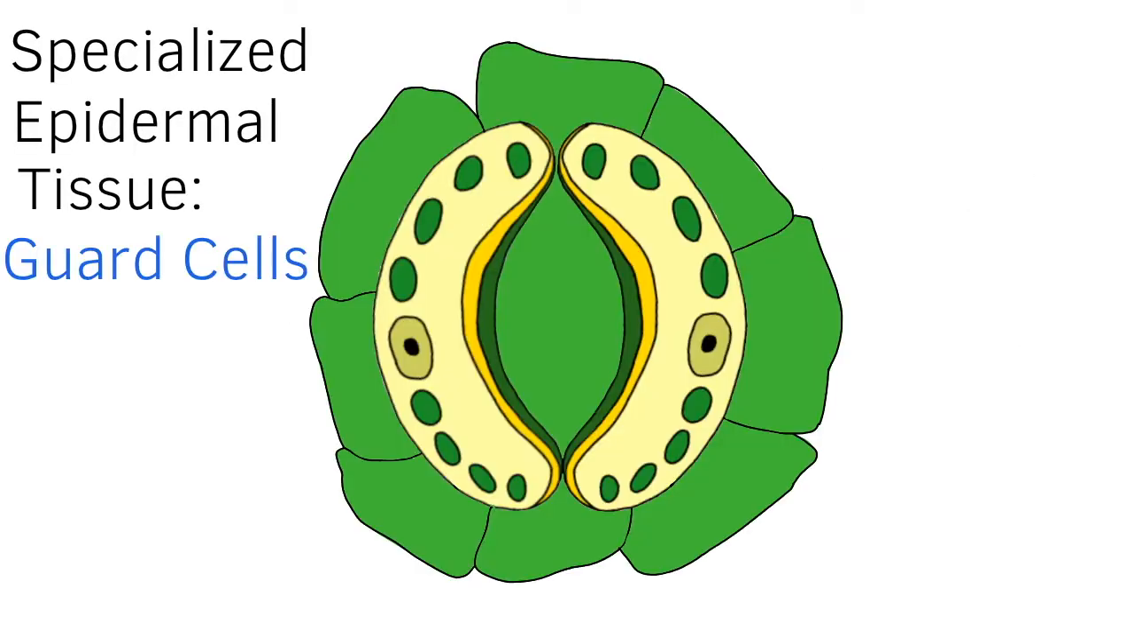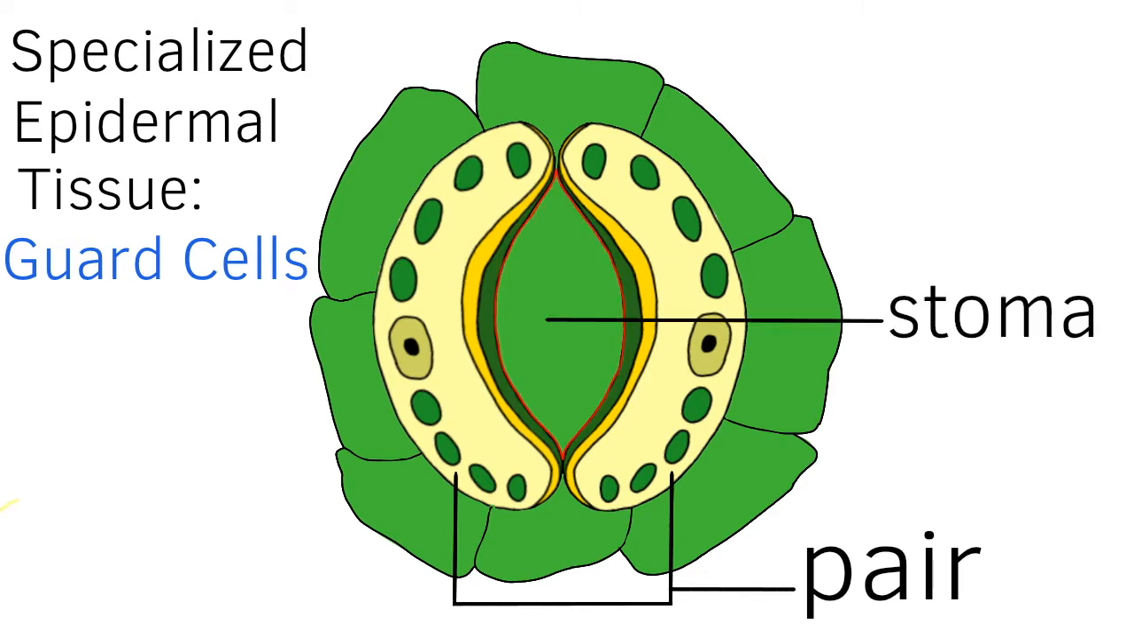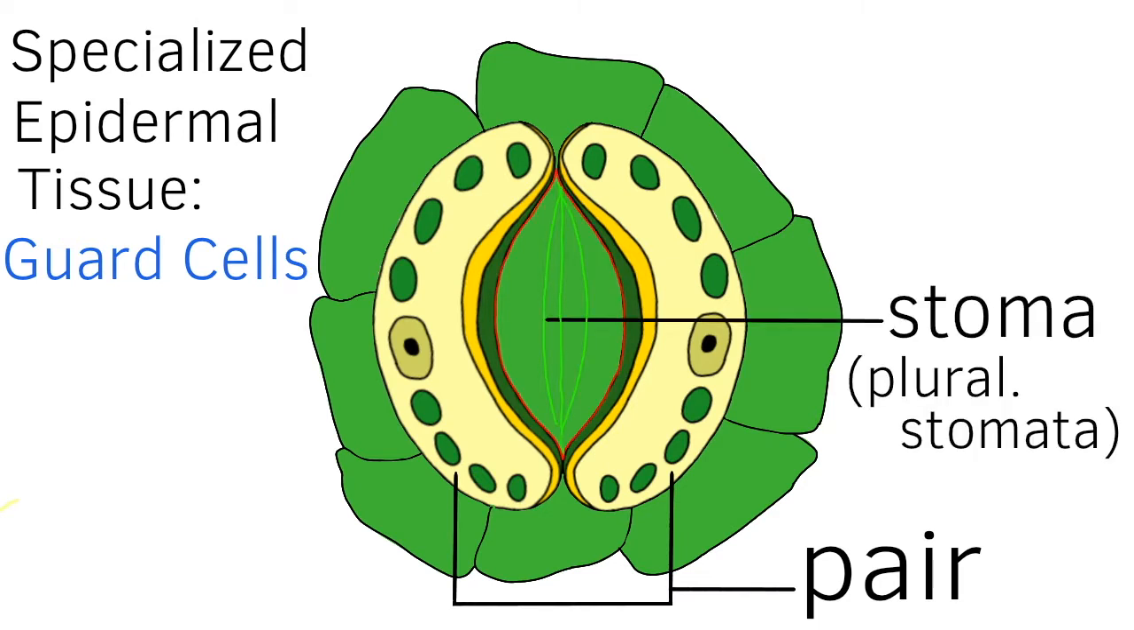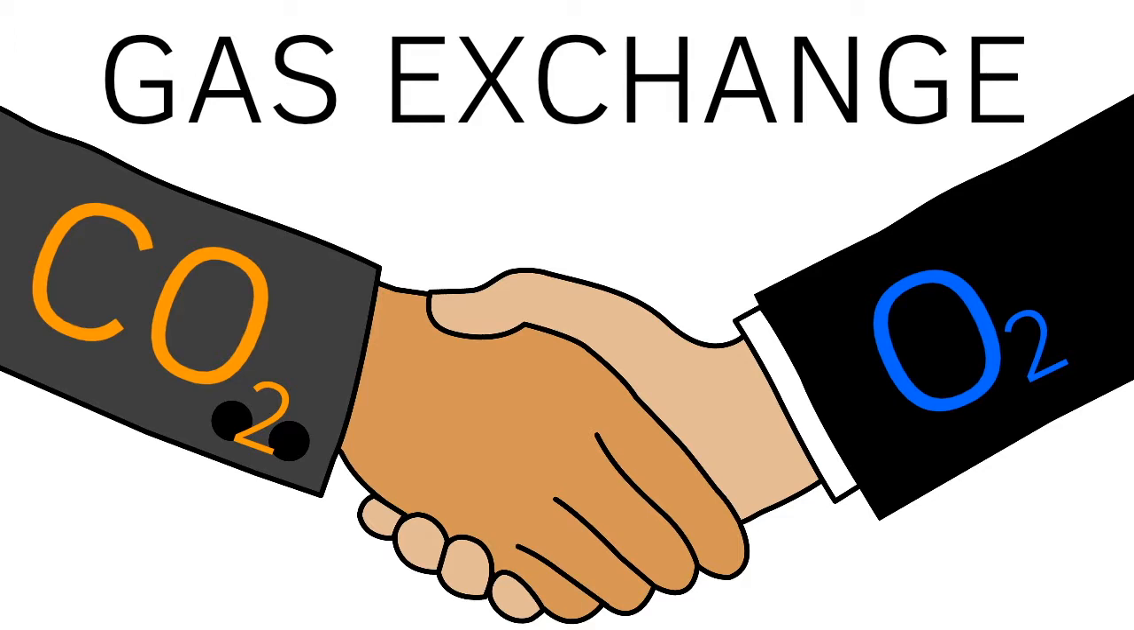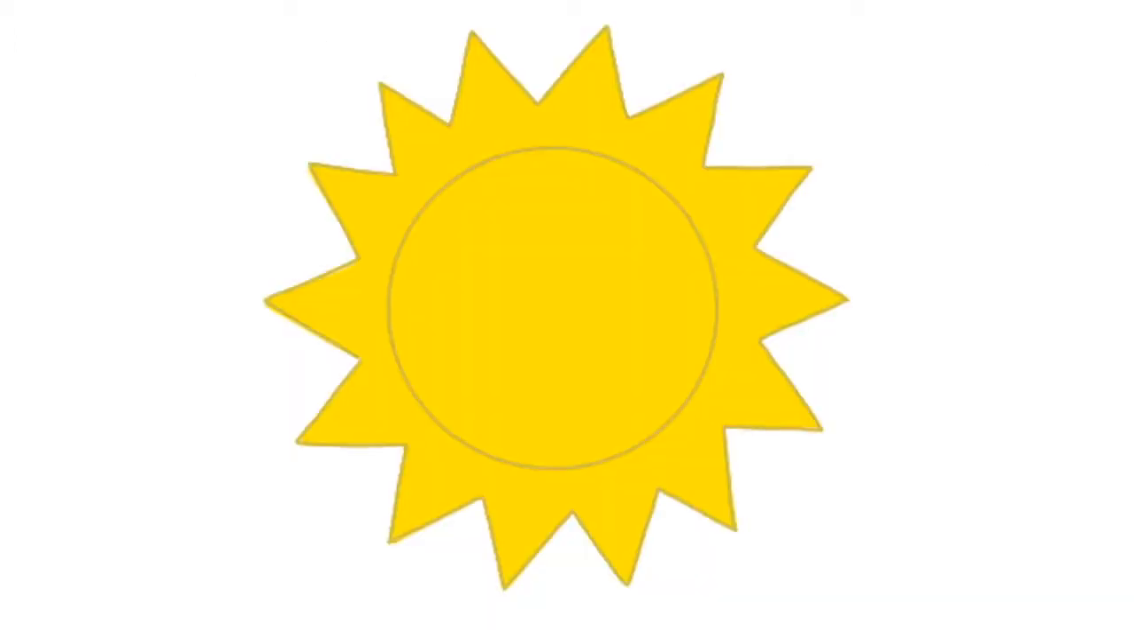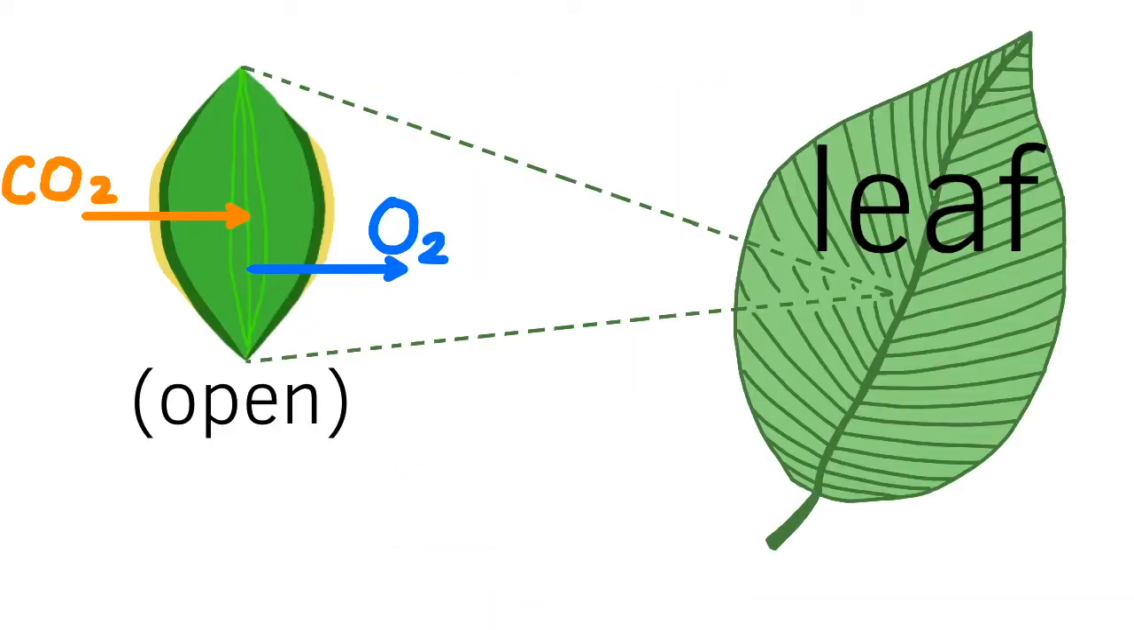Guard cells are paired cells that together surround a stoma, plural stomata. Stomata are small openings or pores, usually in the leaf. When stomata are open, gas exchange can occur. During the day, carbon dioxide diffuses in through the stomata and oxygen diffuses out.